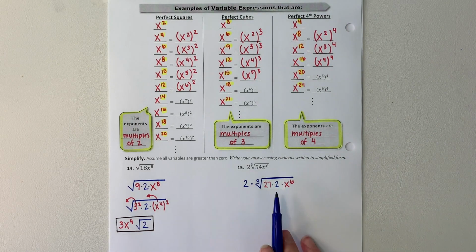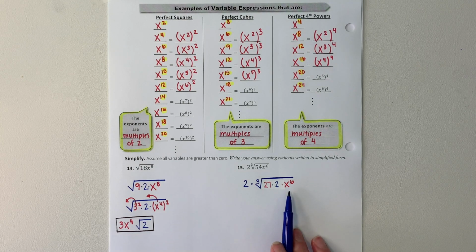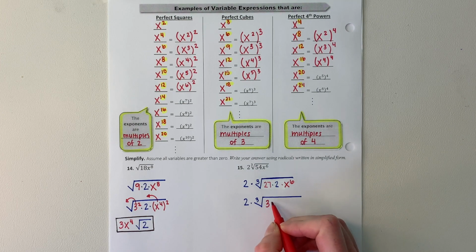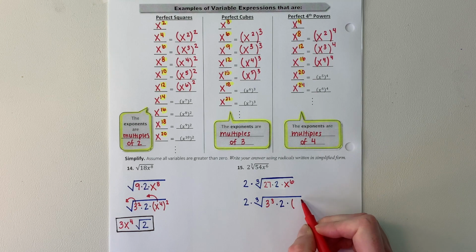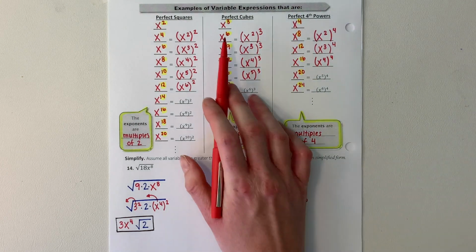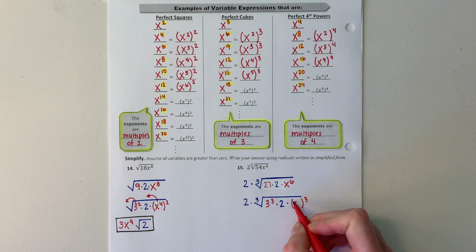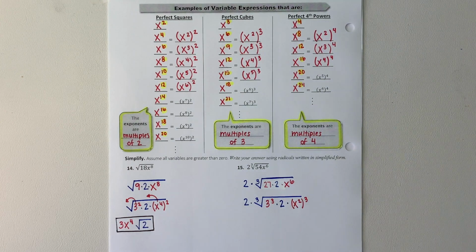Now that we've identified our perfect cubes, anything that's a perfect cube, we want to write it as some quantity cubed. 27 can be written as 3 cubed. X to the 6th is a perfect cube, so we need to write it as some quantity cubed. You could just look at the list up here and it will tell you how, or we can think through this logically. Let's see. We'd have to put a 2 here because 2 times 3 gives us 6.